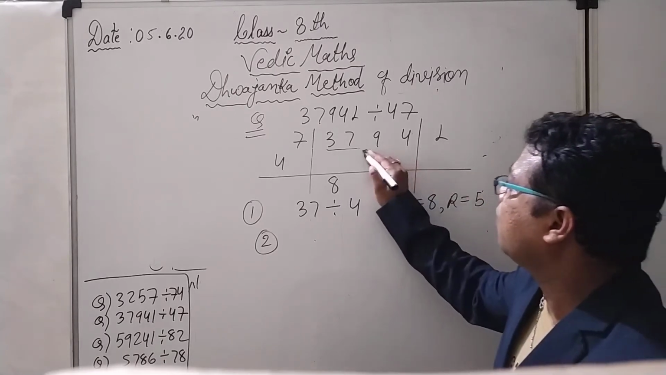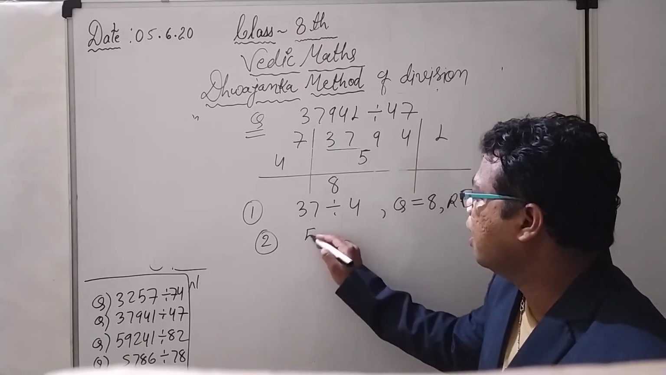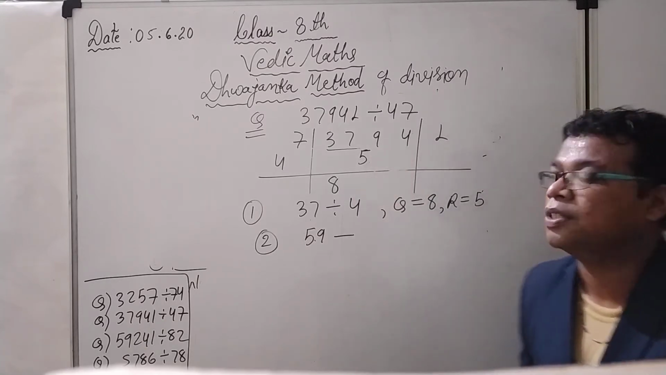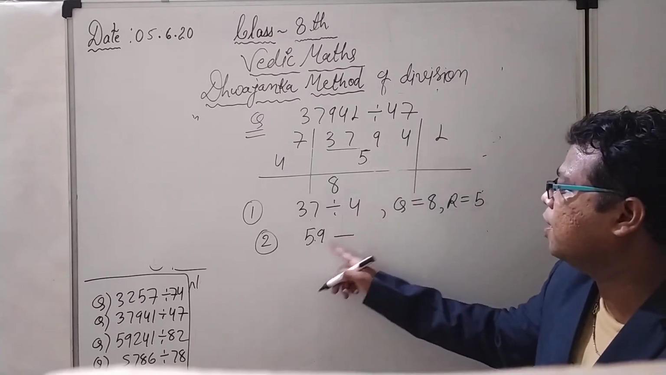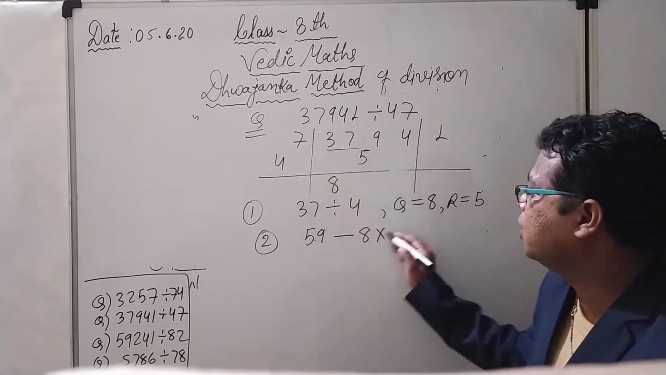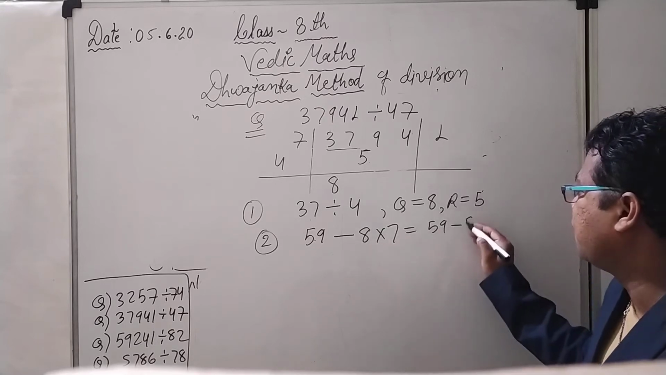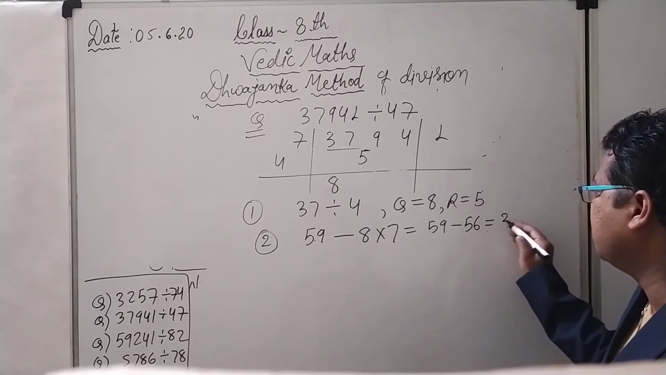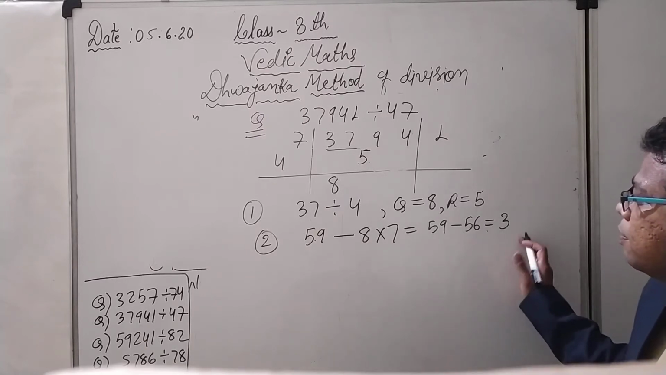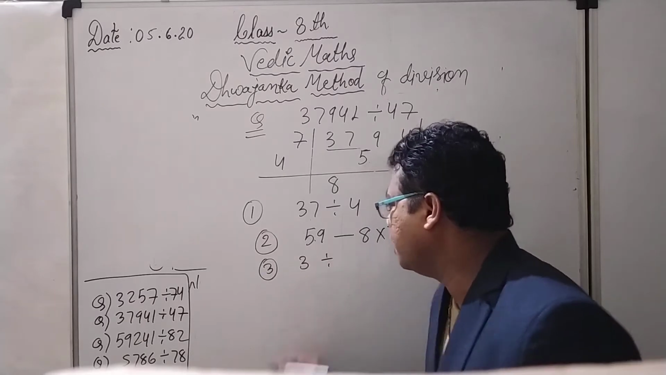See, that 5 I have to write down here, in front of the 9. And right now you can see 59. It is converted into bigger digits. So that 59 minus the quotient 8 multiplied with the flag digit 7. So 59 minus 8 sevens, 56, is giving me 3. And that 3 is a positive number. So it is okay.